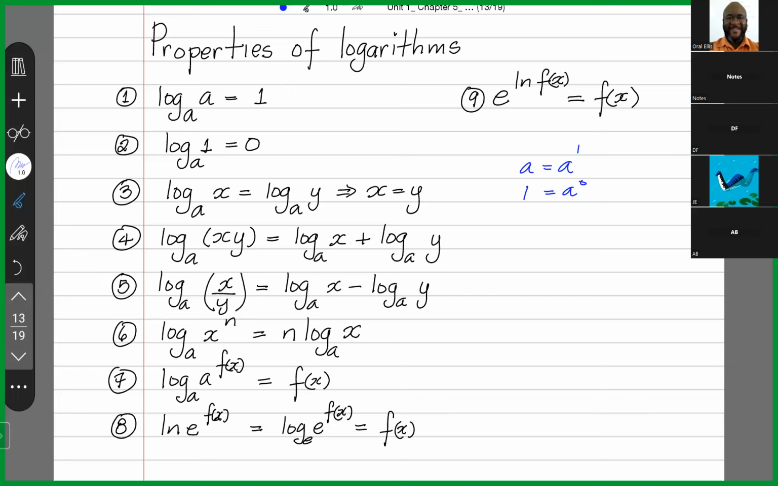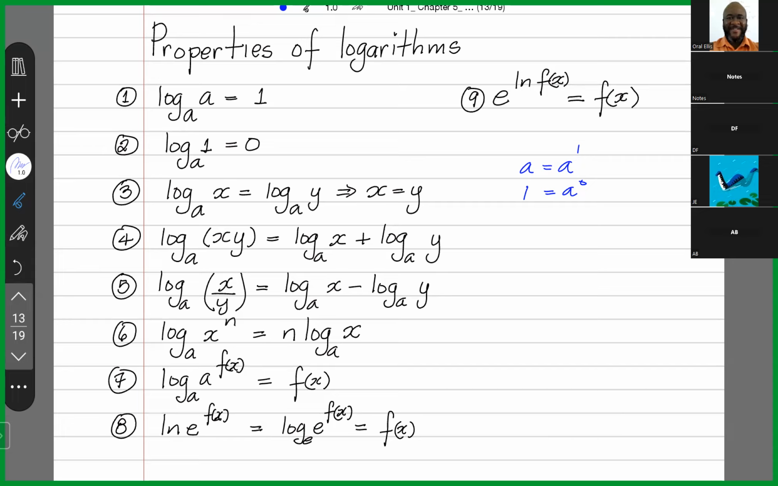Now, law of logarithm number 3: if the log to the base a of x is equal to the log to the base a of y, it means that x must be equal to y. That's another law of logarithms. Here's the fourth law. The log to the base a of the product xy is equal to log to the base a of x plus log to the base a of y.